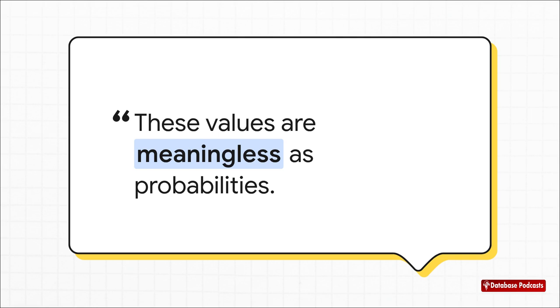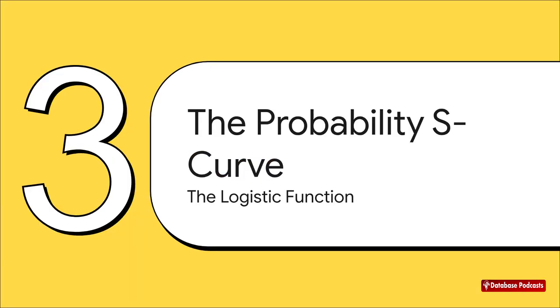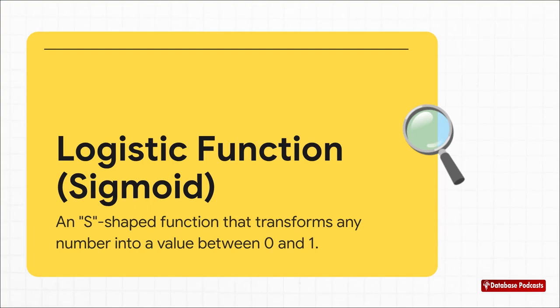We need something better. And this brings us to the hero of our story today, the logistic function. This is the clever bit of math that lets us take that unruly straight line and bend it into something that actually speaks the language of probability. So this thing, the logistic function, you'll also hear it called the sigmoid function. It does one very special, very useful thing.